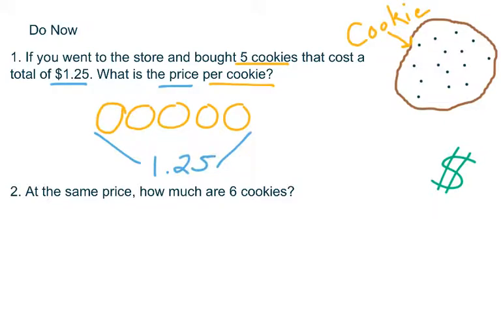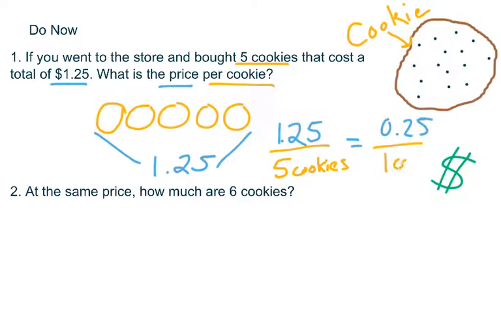So if I have to take this $1.25 and split it evenly between my 5 cookies, I know that splitting evenly is division. So I'm going to take my $1.25 and divide it by my 5 cookies to get that each cookie is 25 cents, or 25 cents per one cookie. So this is our unit rate here because it's per one cookie.